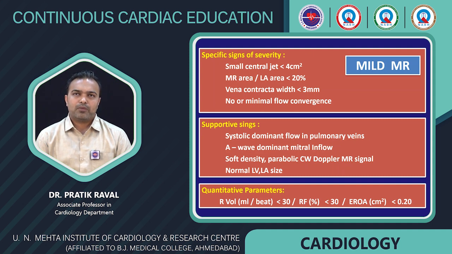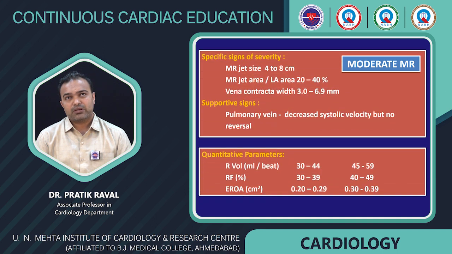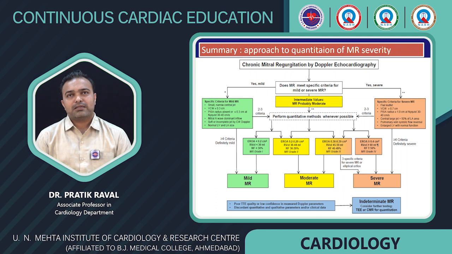The quantitative parameters for mild MR include regurgitant volume less than 30 ml, regurgitant fraction less than 30%, and ERO area less than 0.2 centimeters square. And anything in between these values is considered to be moderate MR. So how do we assess the MR severity clinically?